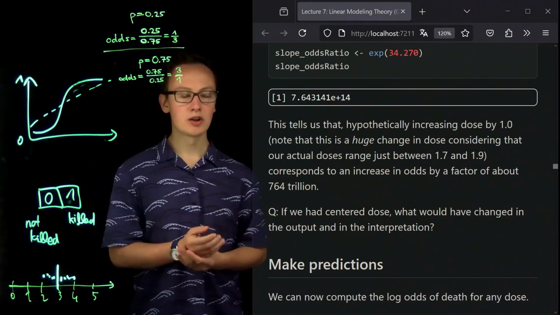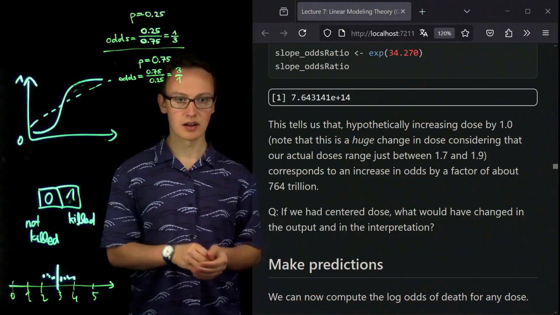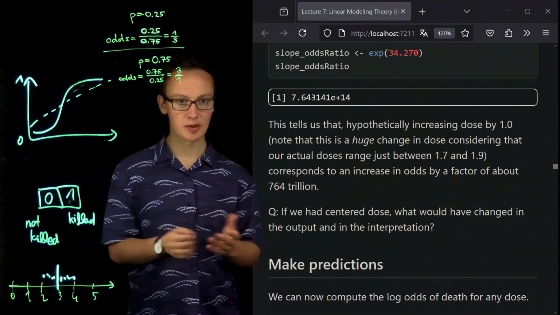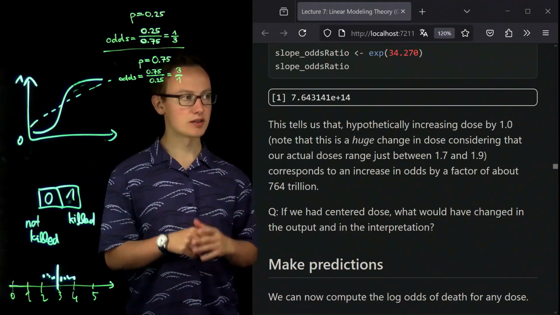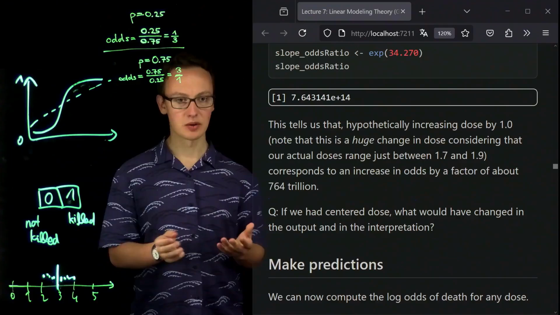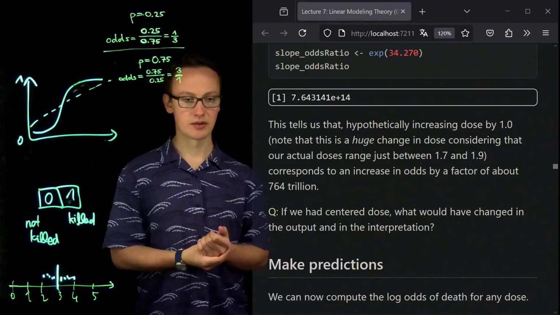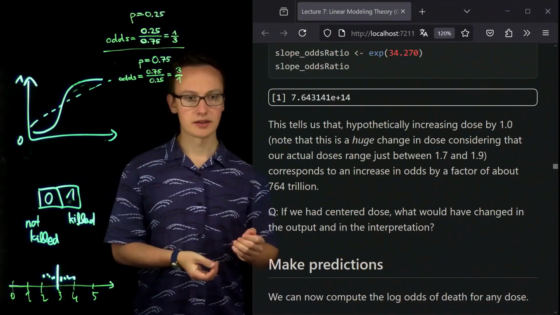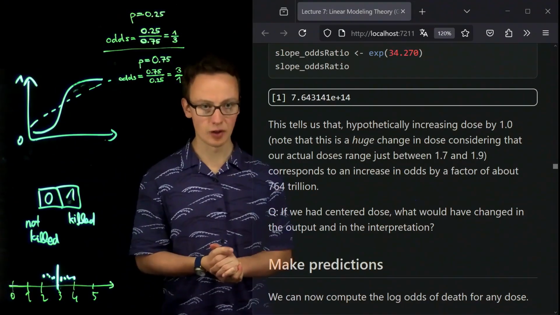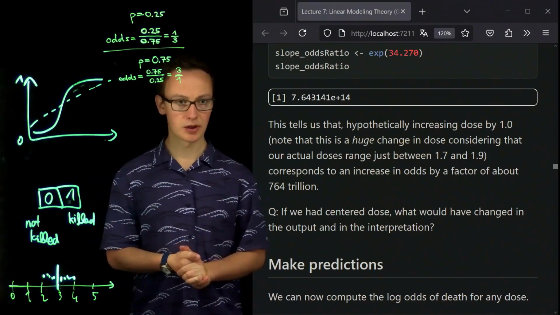The slope should stay the same, it shouldn't be affected. It could be that numerically it might not come out exactly the same, but at least in principle the slope is not subject to change mathematically depending on whether we center the predictor or don't center it. All right, so we now basically know how to read the intercept and slope estimates from a logistic regression model.